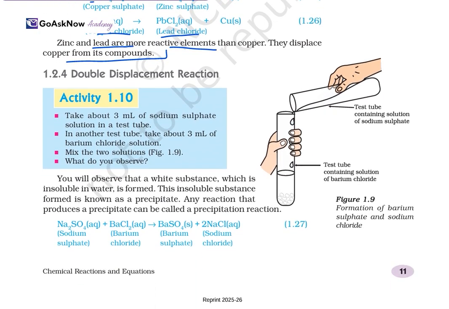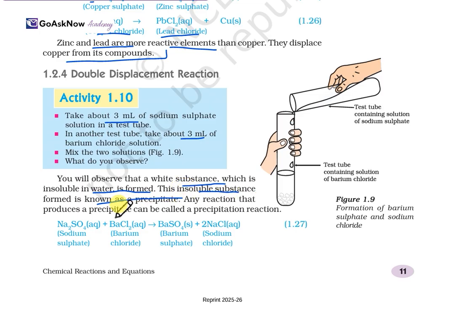Now, the double displacement reaction. We have started with displacement, but how does double displacement reaction work? Firstly, take an activity. Take 3 ml of sodium sulfate solution in a test tube, and in another test tube take 3 ml of barium chloride solution. Mix the two solutions. When you mix them, what will you observe? You will observe that a white substance, which is insoluble in water, is formed, and that insoluble substance is known as a precipitate.